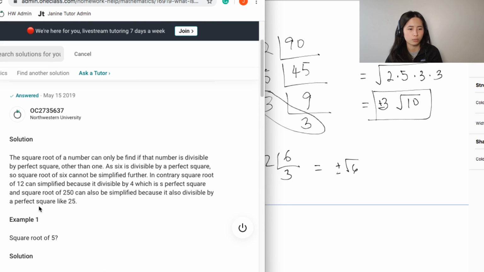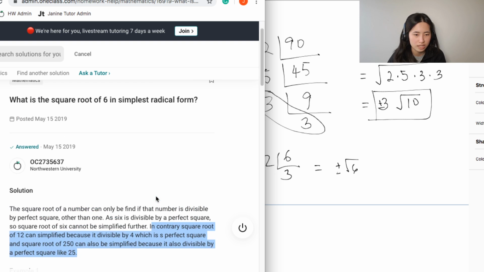Let's see what they wrote. So the square root of a number can only be simplified if that number is divisible by a perfect square other than 1. 6 is not divisible by a perfect square, so square root of 6 cannot be simplified further, so this is right. In contrary, square root of 12 can be simplified because, okay, I know they're trying to give more information for the following, but this is not even relevant to answer the question.